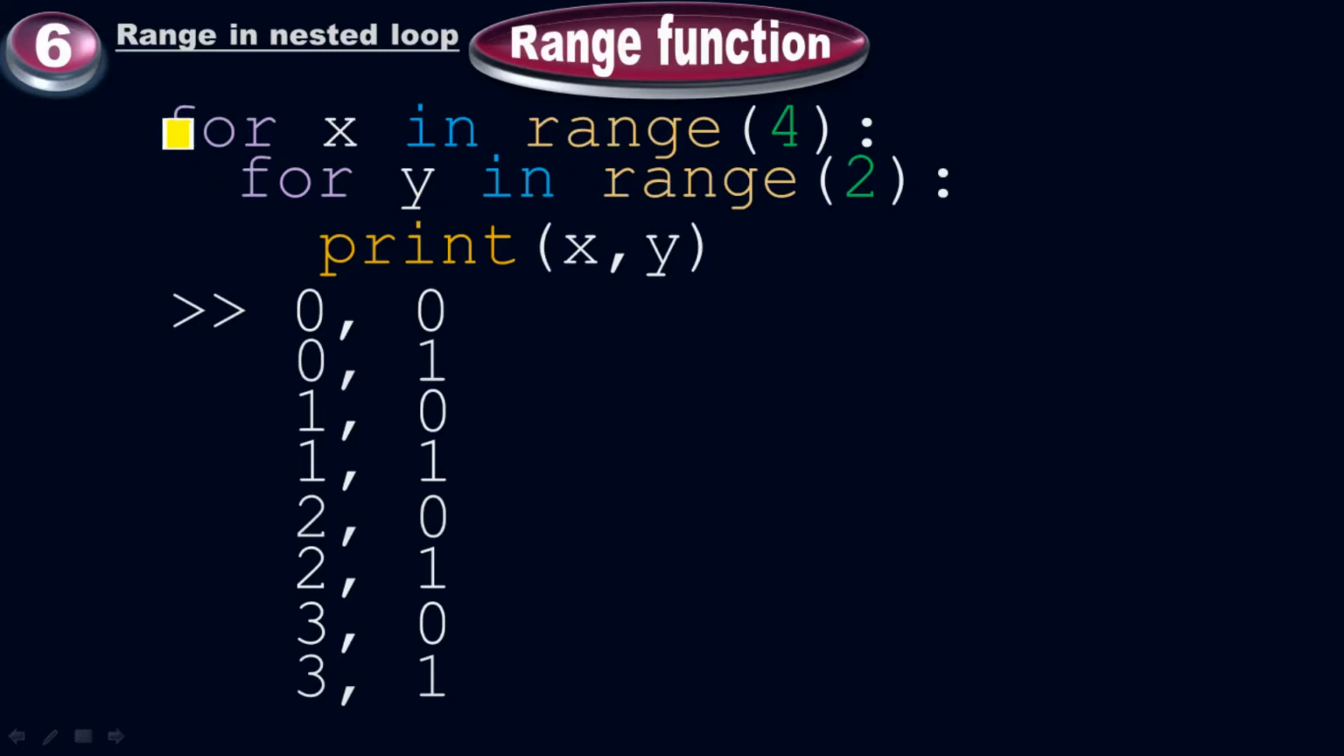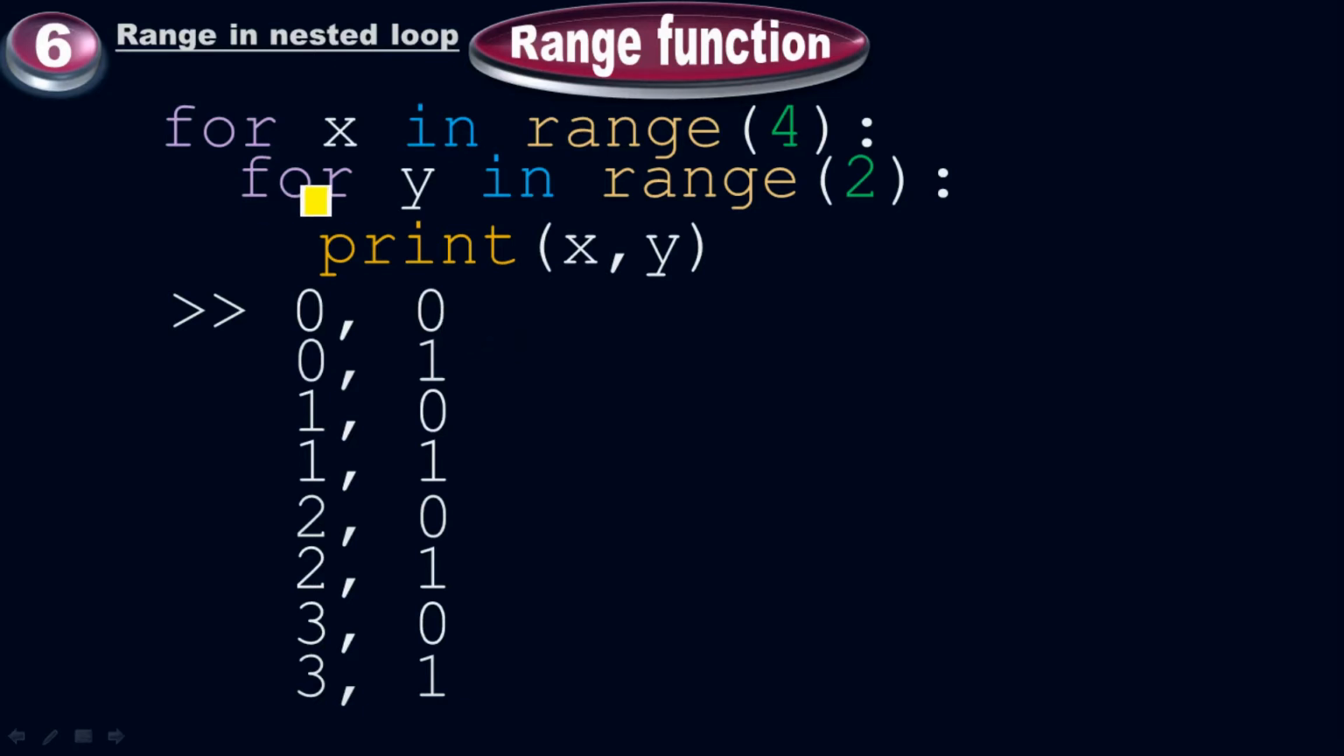So first the outer loop activates for the first item, it gives 0 here, and then the inner loop activates, which is y. It will check y in the range of 2. It will also give the first value 0, because if you pass a single argument for the range function, by default it will give the first value 0. So it will print 0 here.